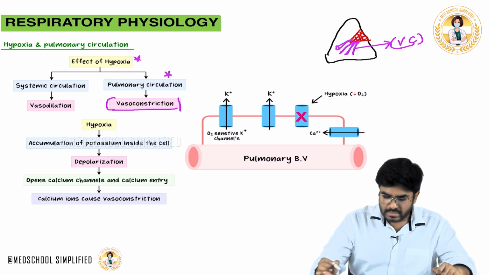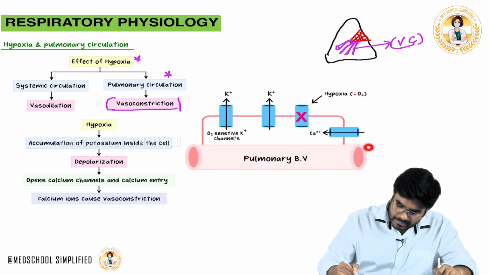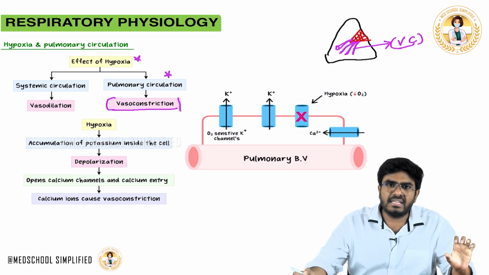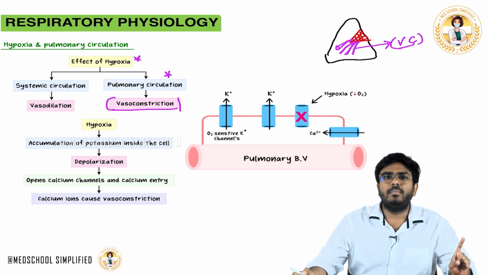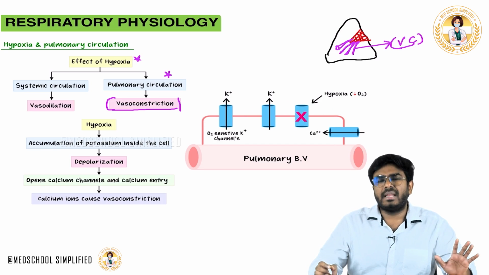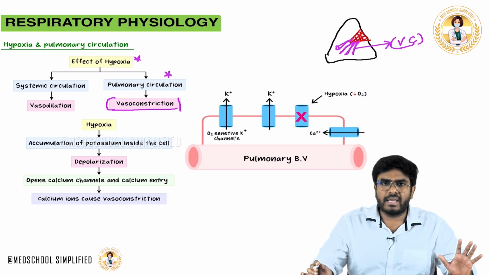How does this happen, sir? Now look here, this is a blood vessel. On the blood vessel, smooth muscle is there. If that smooth muscle contracts, there is vasoconstriction. If the smooth muscle relaxes, there will be vasodilation. Normally these smooth muscles are absolutely relaxed.